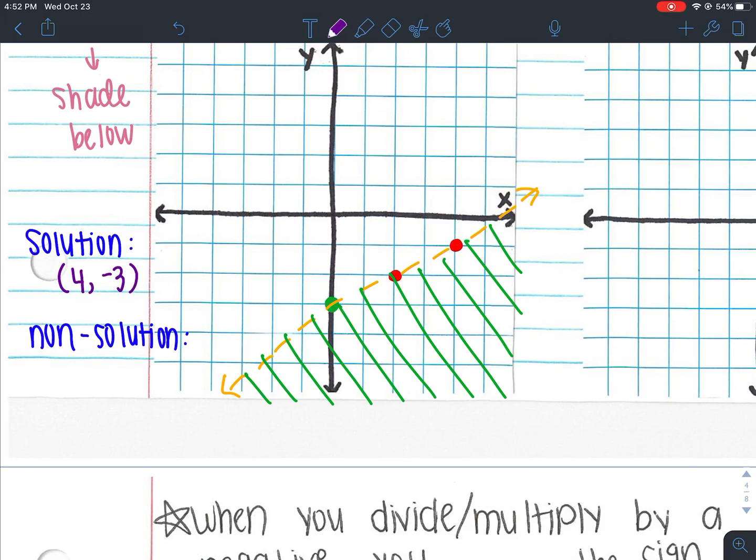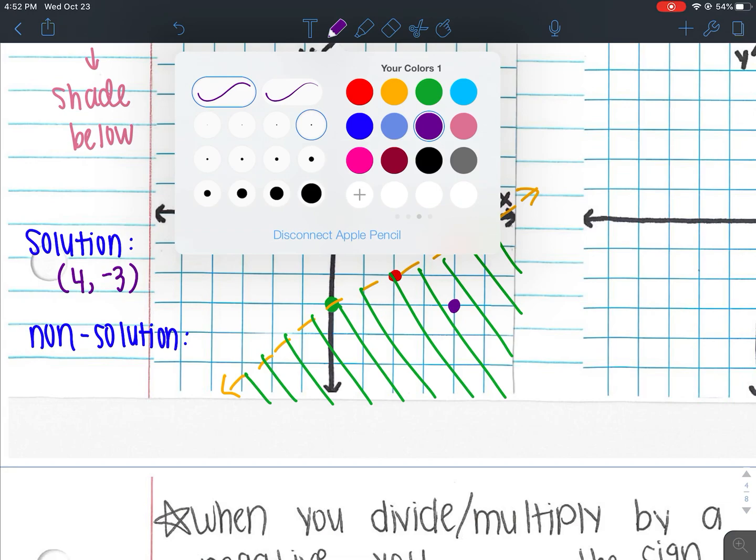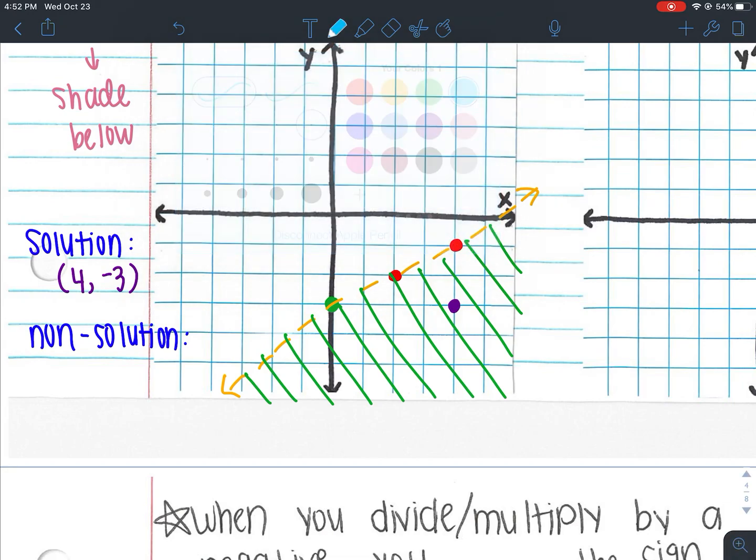And let's see, what's another solution that we could have? Another solution could be (2, -5), right? This is also a solution. So any point in the shaded region is going to be a solution, okay?